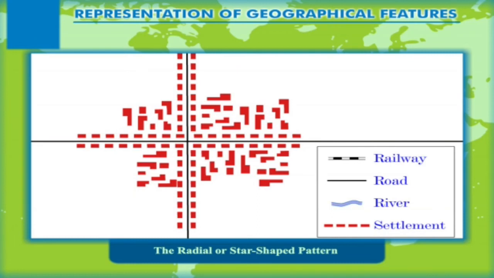The radial or star-shaped pattern. Such settlements are common in both towns and villages, where the dwellings spread out in several directions from a central point, which is either around a big water body or where many roads join together.